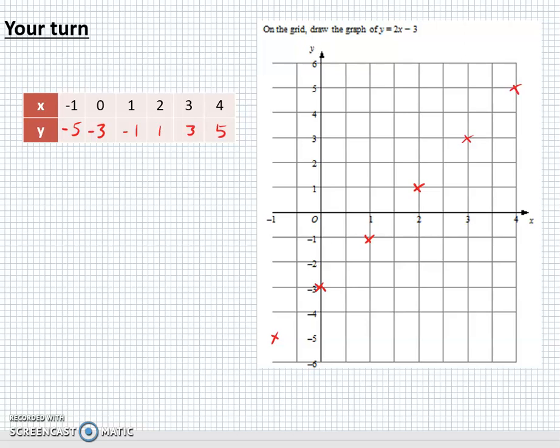Okay, so finally, because it says draw the graph, having your coordinates is not enough. You need to draw your line as well. So I will do that now. So that's my line there plotted, and remember it fills the whole grid. Okay, so please mark your question or copy that down.